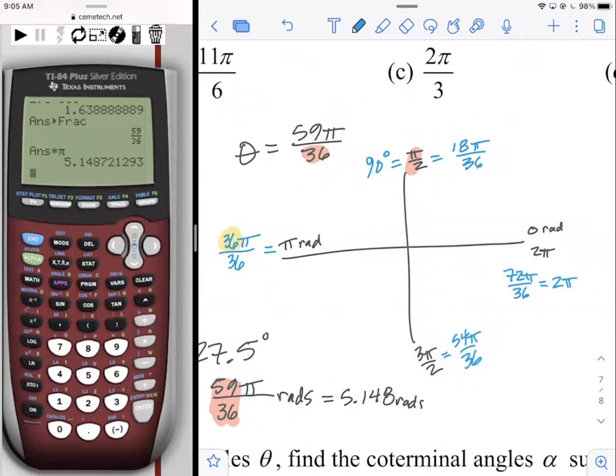So now that I've written basically the quadrantal angles, that's what we call those, the quadrantal angles are the angles that land on the axes. Was that in the video? Did y'all get to that yet? Okay.